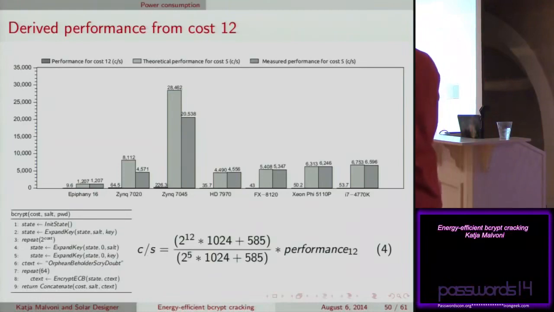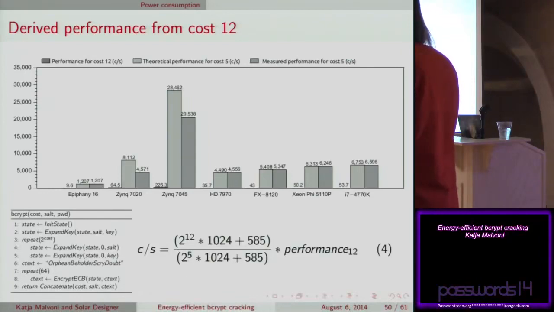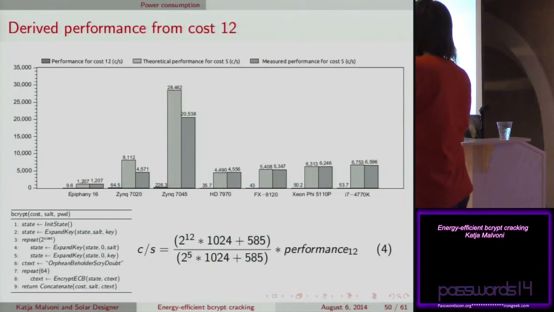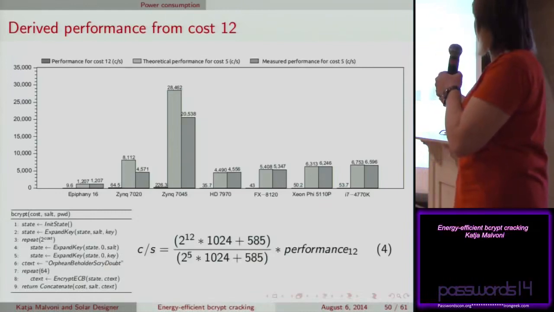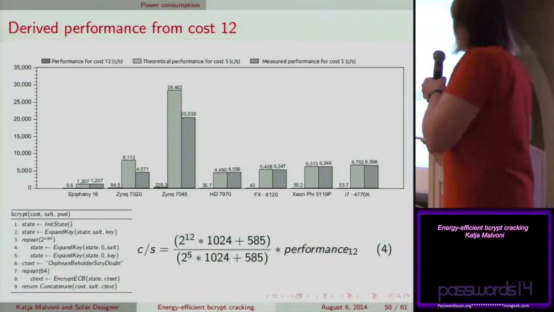So we have these numbers that are measured numbers. We have these estimates that are computed using this formula, and then we have measured performance for cost 5. We can see that the Epiphany is completely optimal. The same holds true for CPUs, this GPU, and Xeon Phi. However, Zynq devices have a much higher estimate than their actual measured performance because of communication overhead.